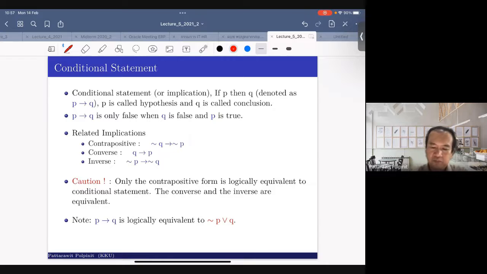A conditional statement is written as if P then Q, like this. We usually call P a reason, or sometimes a hypothesis. And we call Q a result, or sometimes a conclusion. If P then Q is very special because it's always true except when P is true and Q is false. Okay, it's always true except when P is true and Q is false.